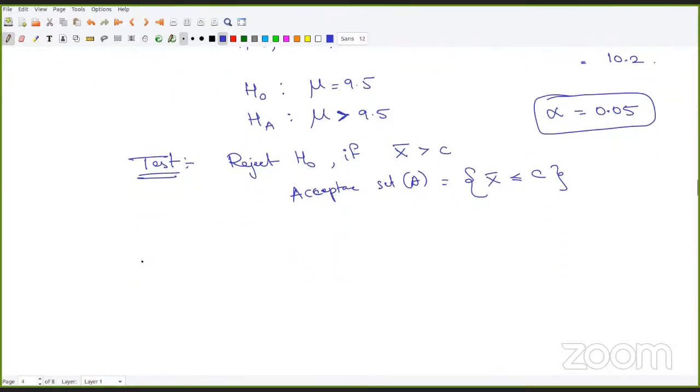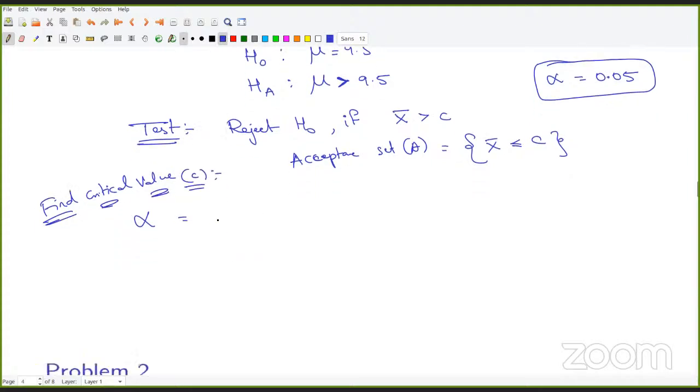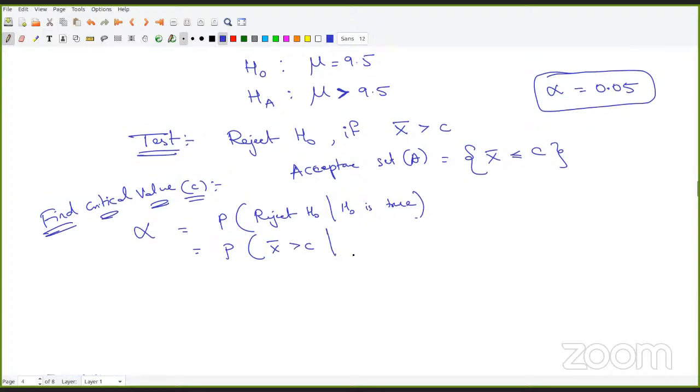So now our first thing is to compute, find the critical point, the critical value, which is nothing but finding C. So we are going to find C here by using the probability that we reject H0 when H0 is true. Rejecting H0 is X bar greater than C. H0 is true means the null is true, so your mu is 9.5.